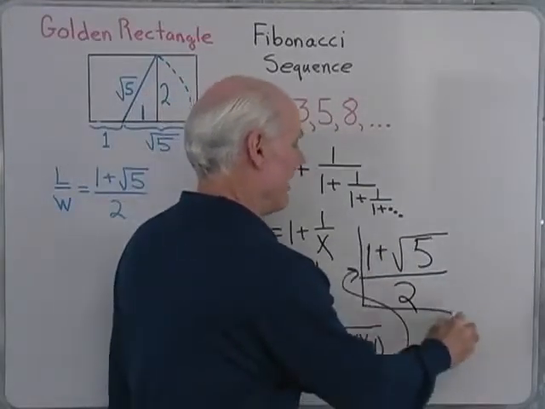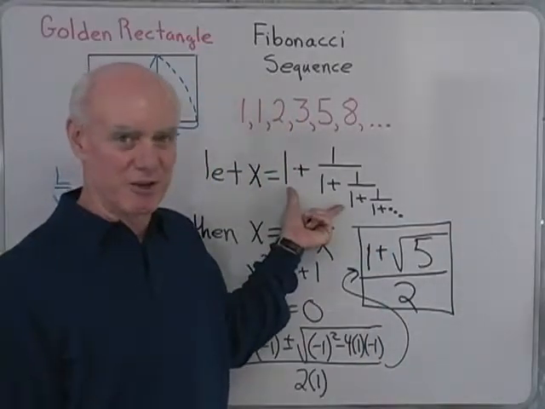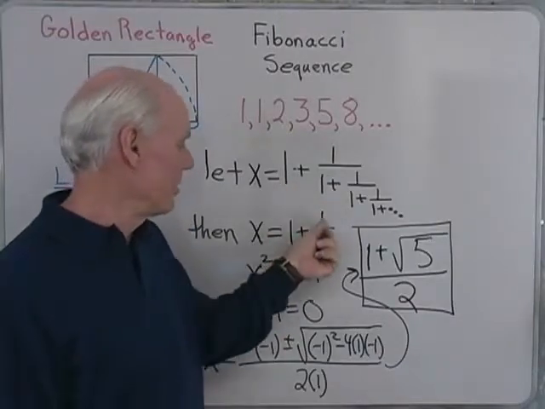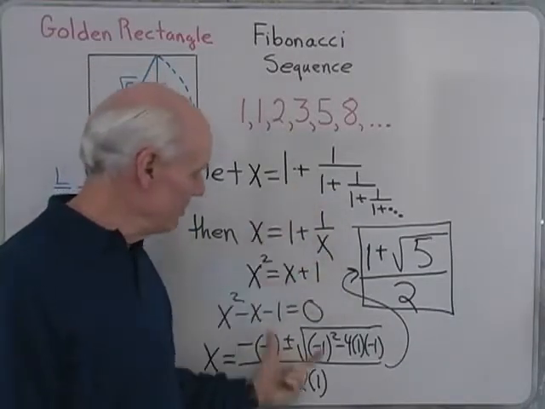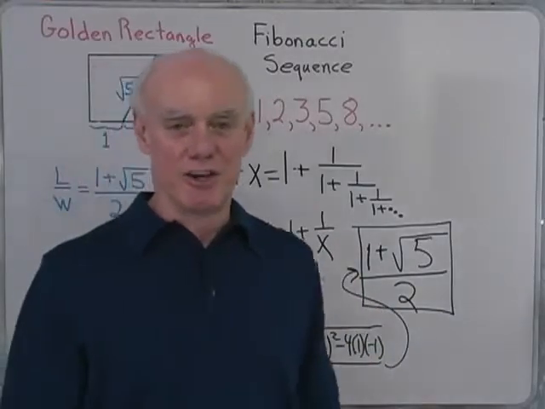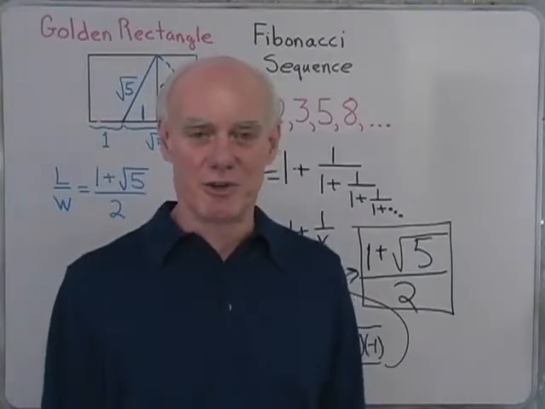Okay, so there you have it. In fact, if x is equal to this continued fraction right here, then x must be 1 plus 1 over x. And if I simply solve that equation using the quadratic formula, what drops out? The golden ratio. So in fact, that continued fraction is equal to the golden ratio.